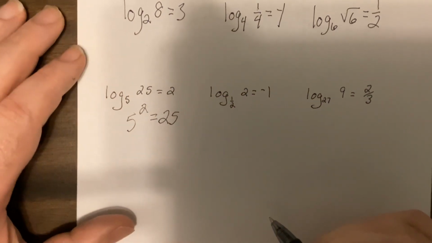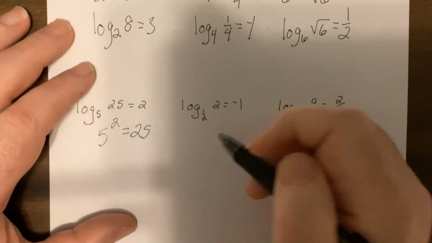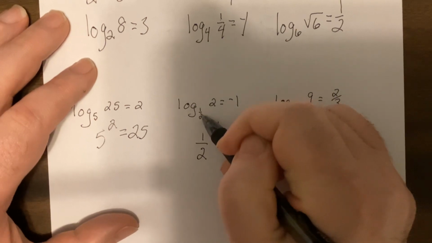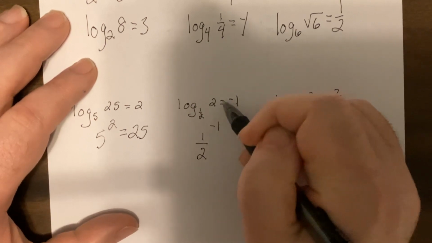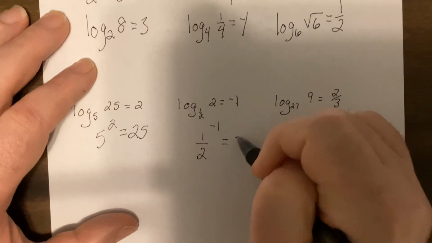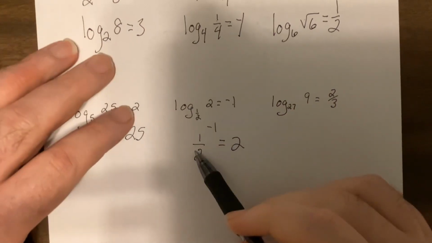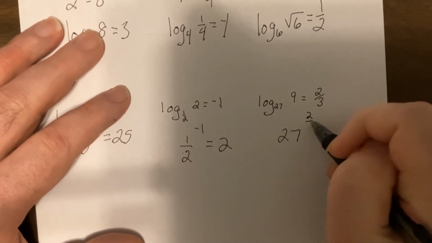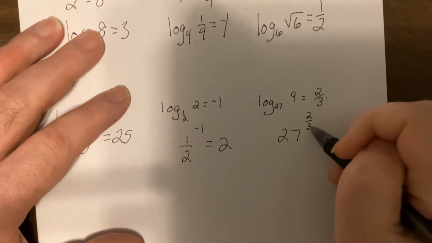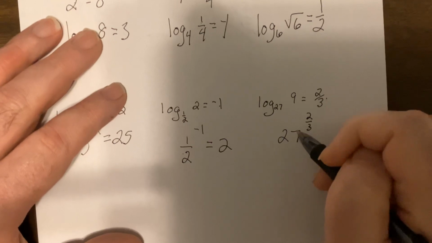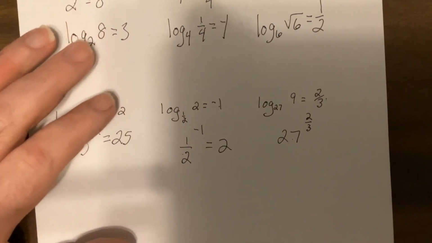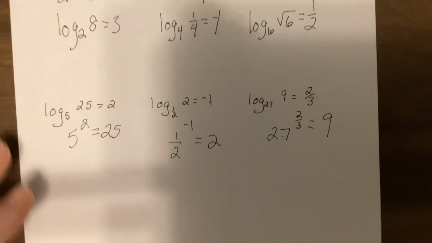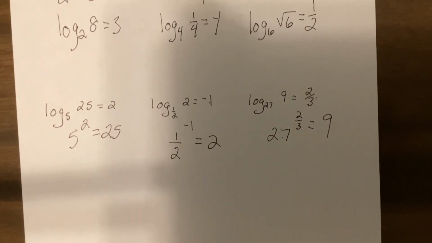5 squared is 25. So this one, 1/2 to the -1, base, power, answer. Negative means take the reciprocal. So this one, 27 to the 2/3. The 3 means cube root. And squared is 9. So there we go.